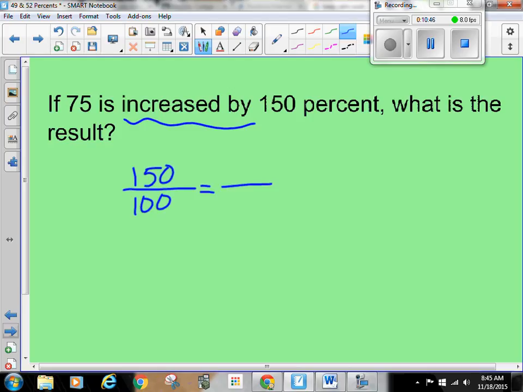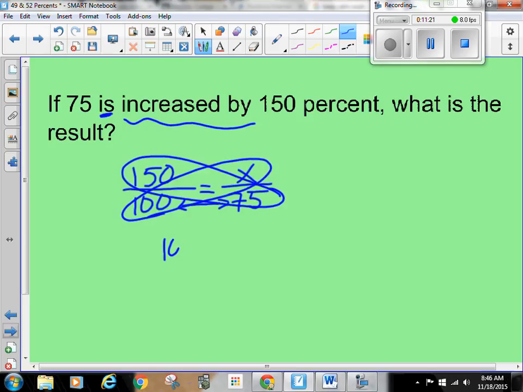Now, is 75 my is or my of? If 75 is increased by 150%, what's the result? Okay, so thinking about this, I see the word is here, but don't get misled. The 75 is actually my of in this problem. We need to find out what that 150% of it is to increase it. So 75 is 100%. We see that here, okay? 75 is 100%. So I want to find out what the 150 is.